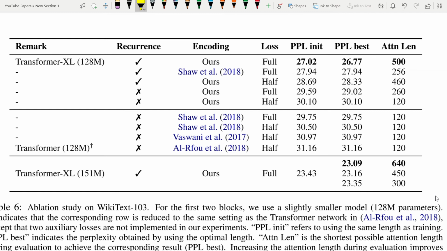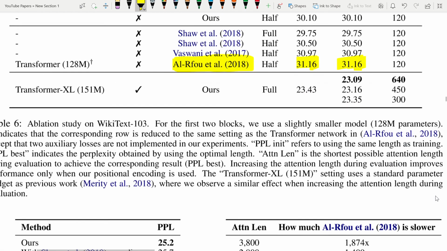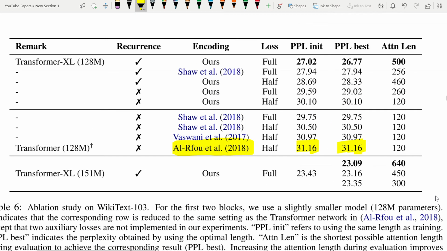And this is a classic example. This is a transformer based model with a similar number of parameters. However, this performs really bad. It has a very high ppl, right? It has a very high ppl. So I guess that's for the recurrence part.